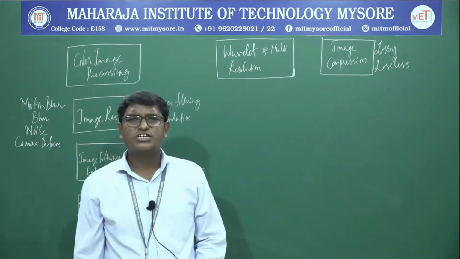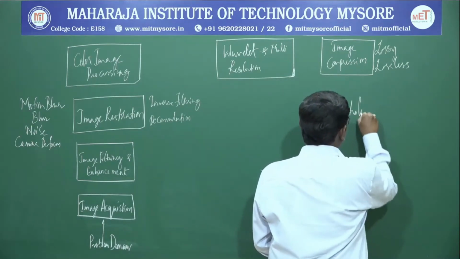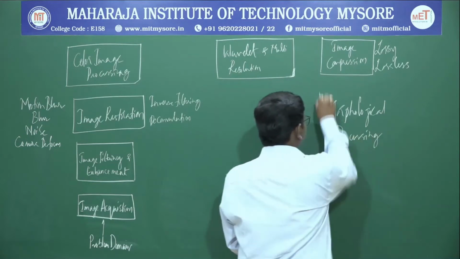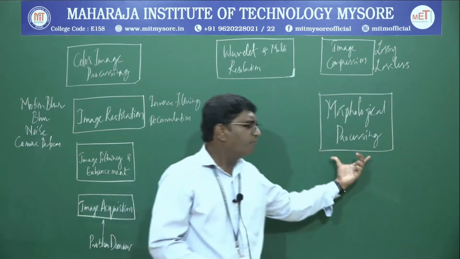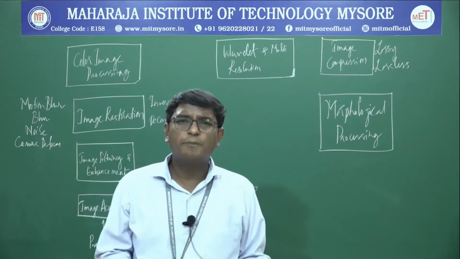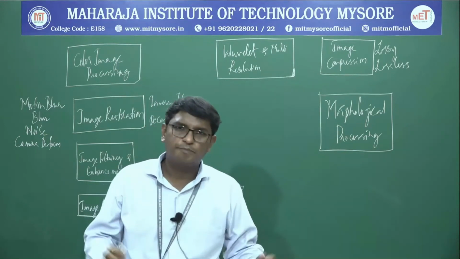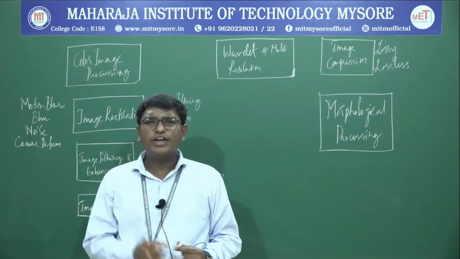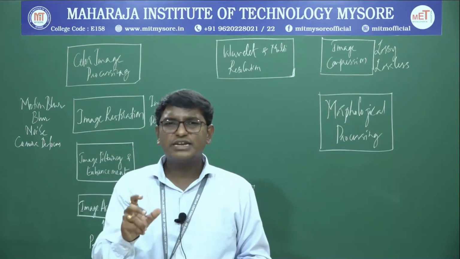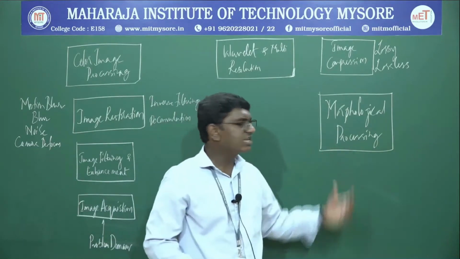We have morphological processing. In morphological processing, we extract the image contents that will help in the representation and description of the image. Suppose you have taken an image of a dog. In that, if you want to concentrate on the eyes of the dog, you can extract the image content which will help you in representing and describing that eye of the dog. There, morphological processing is required.